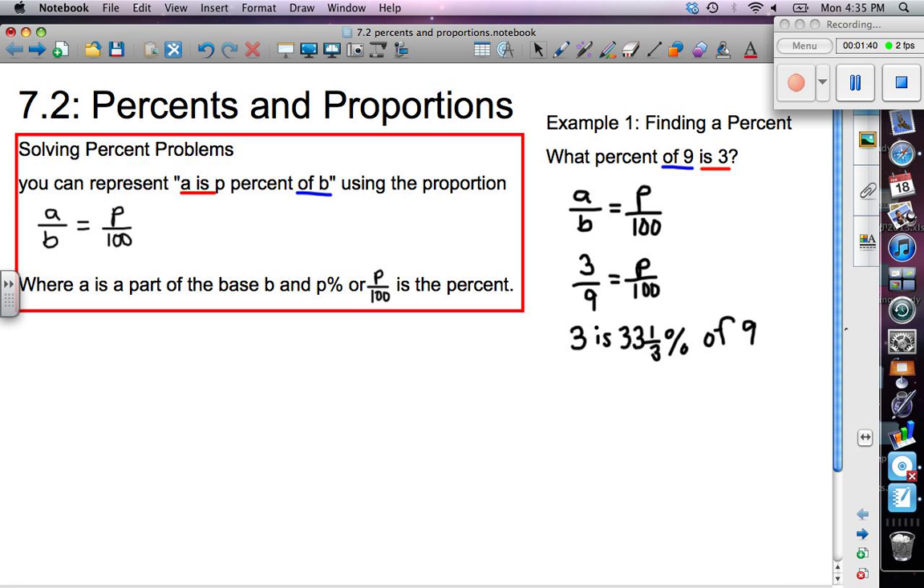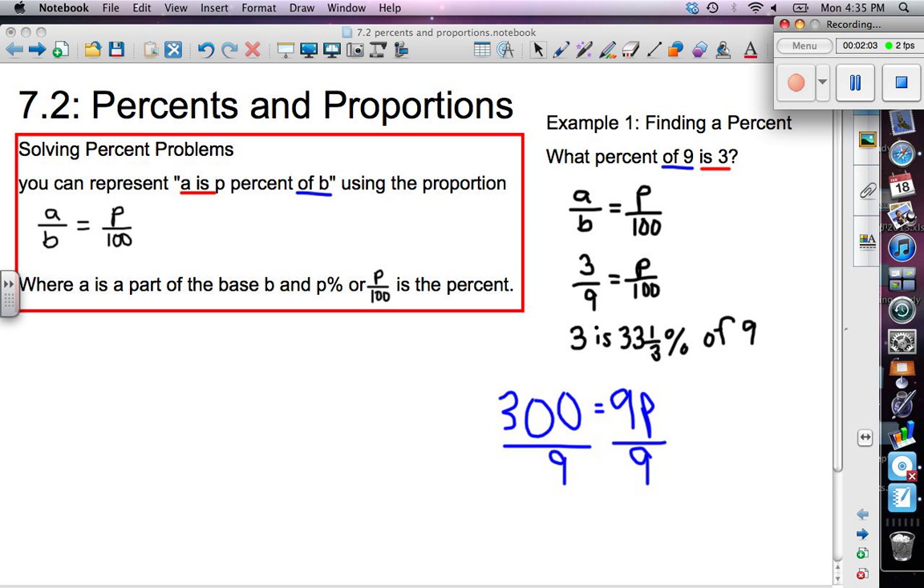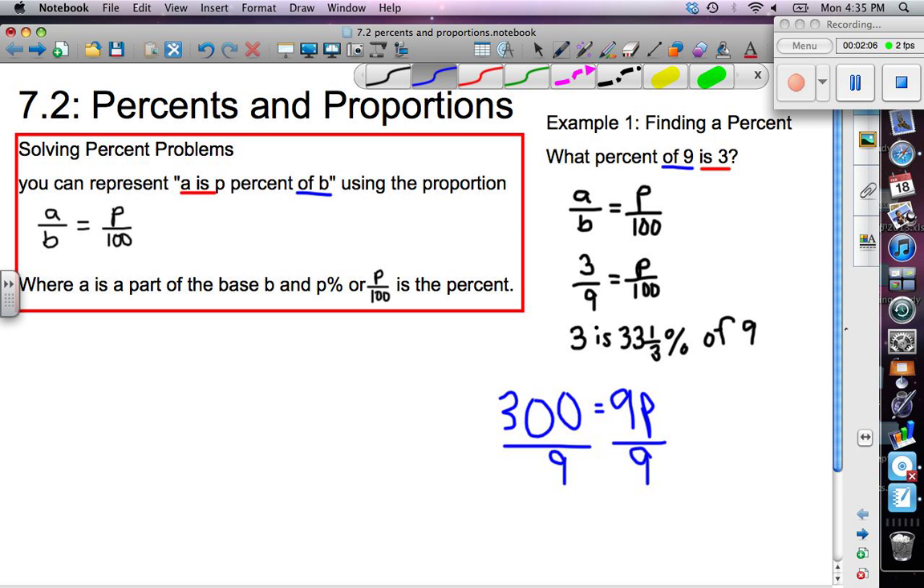So you would do 3 times 100 is 300, is equal to 9P. We can divide both sides by 9. Our 9's cancel, and we're left with P equals 33. Sorry, this is a little sloppy. Point 3 repeating. You could put 3 repeating as well instead of 1/3%.